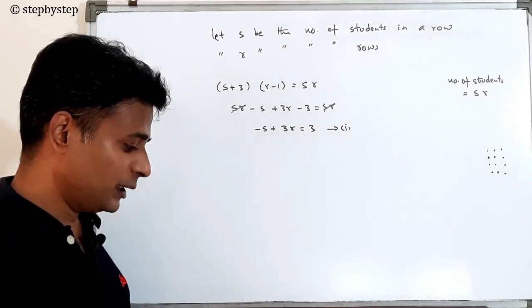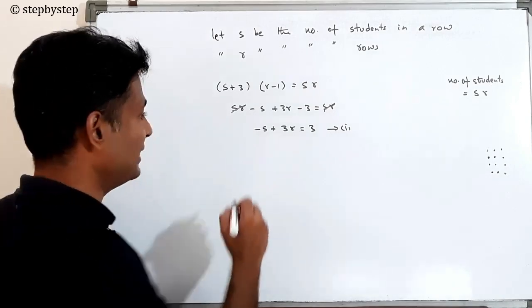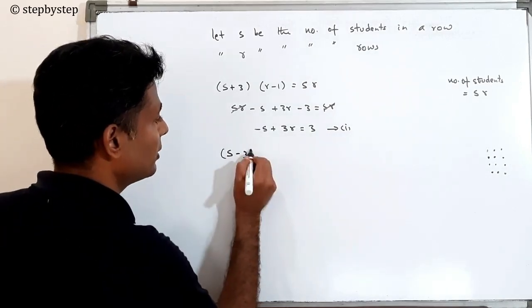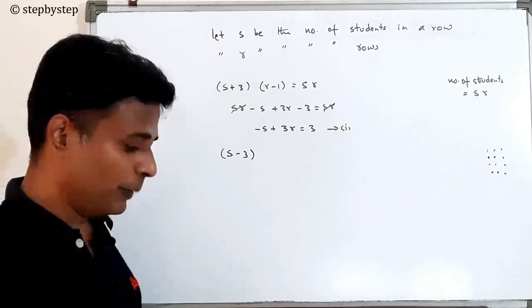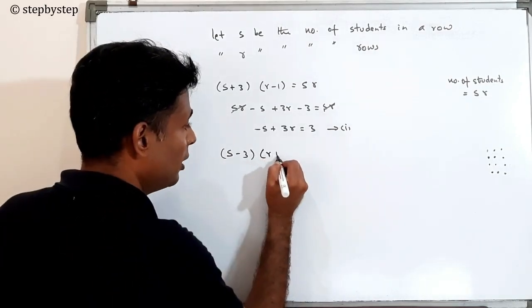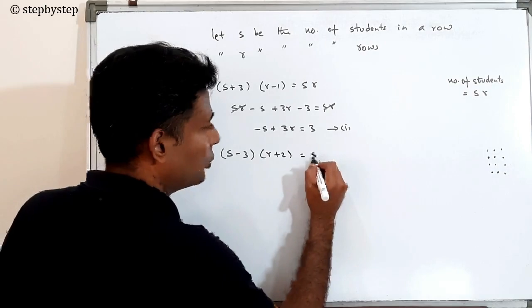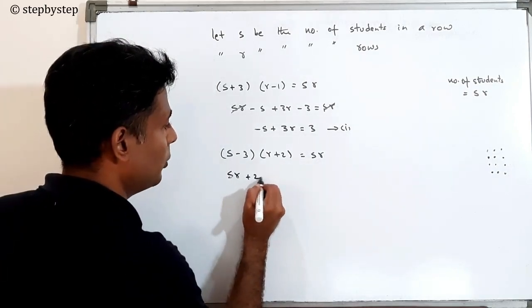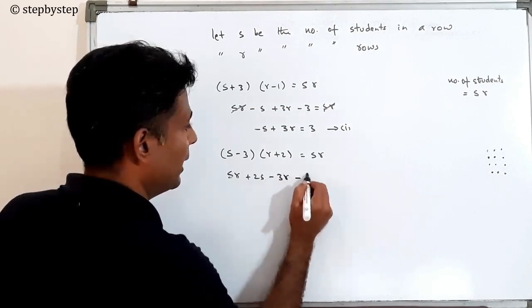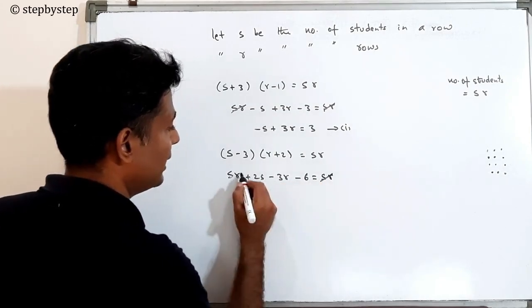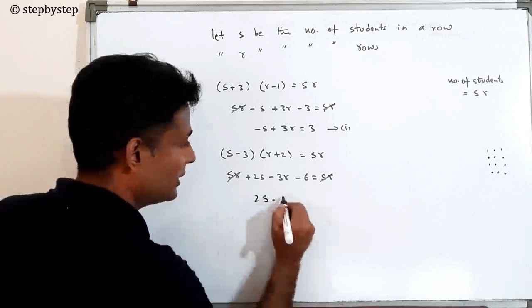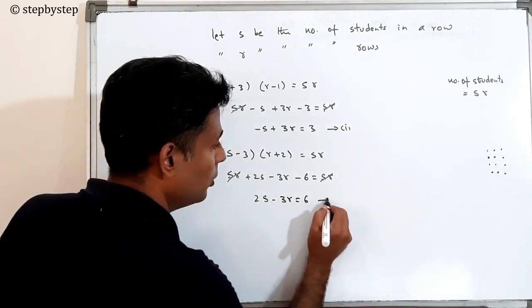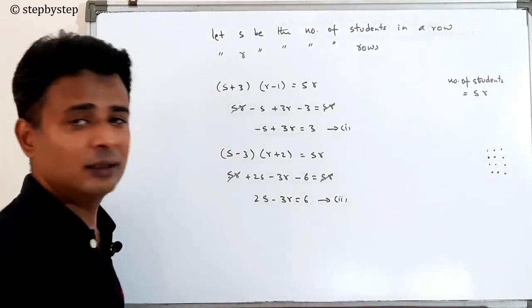The second equation, if 3 students are less in a row, so S minus 3, there would be 2 rows more. So you would need 2 extra rows. So number of students remains the same. So we have SR plus 2S minus 3R minus 6 equals SR. SR cancels. So 2S minus 3R equals 6. This is our second equation.